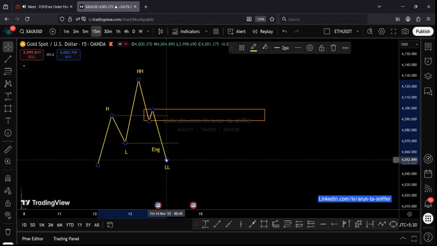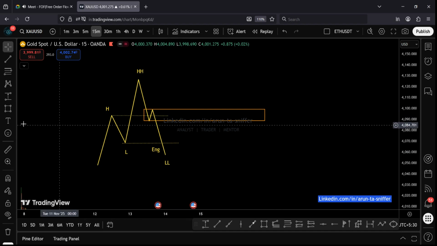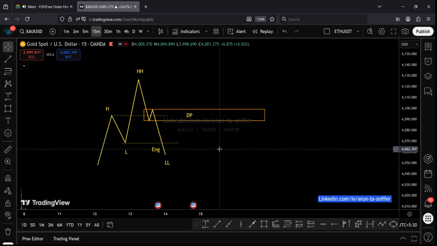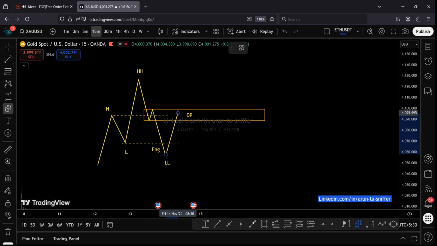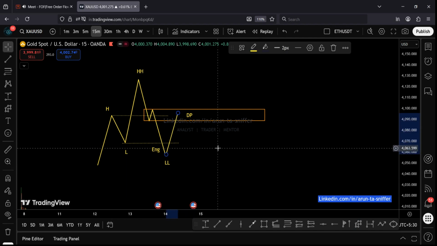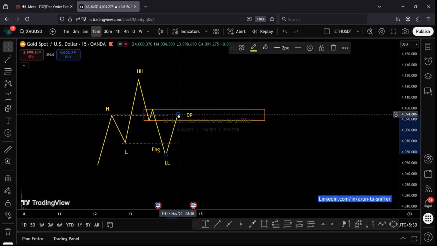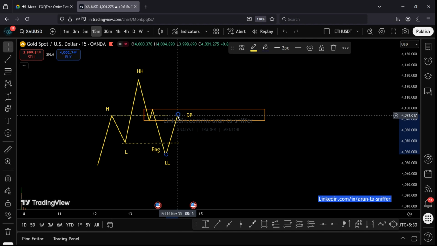So now this engulf has a target. What is the target? Its target is this DP. This is our DP, decision point. So what will price do? Price will go back here to this DP, right? As we know, the price will go to this DP. So what can we do? We can trade from here to here, right or not? Yes, we can trade from here to here.